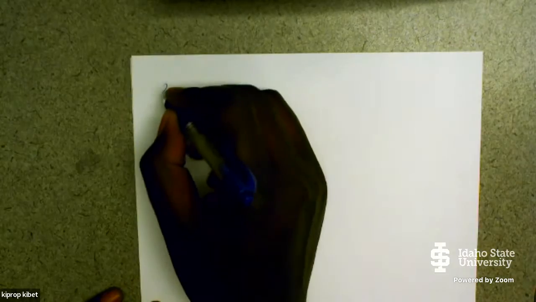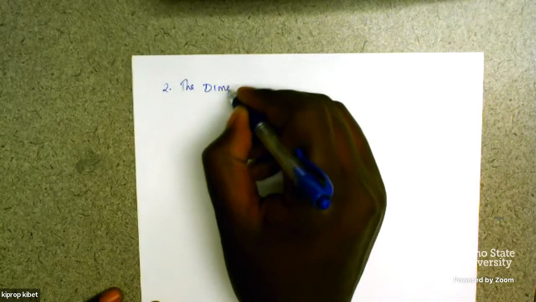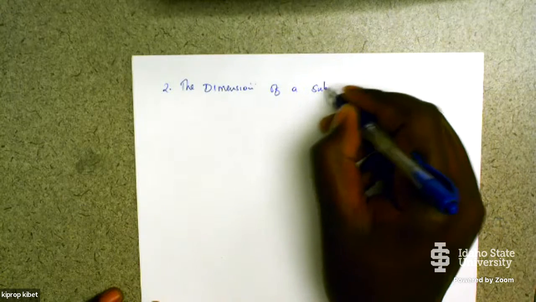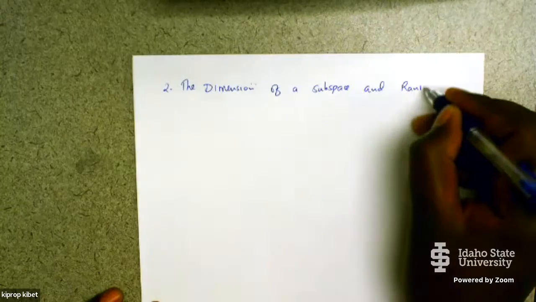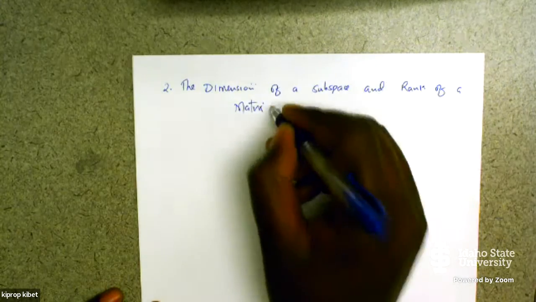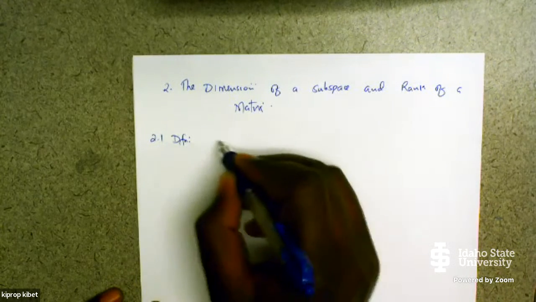Okay, so today we're going to look at 2.0, and this is the dimension, rank of a subspace and rank of a matrix. Okay, let's start from 2.1 and we'll start from the definition.